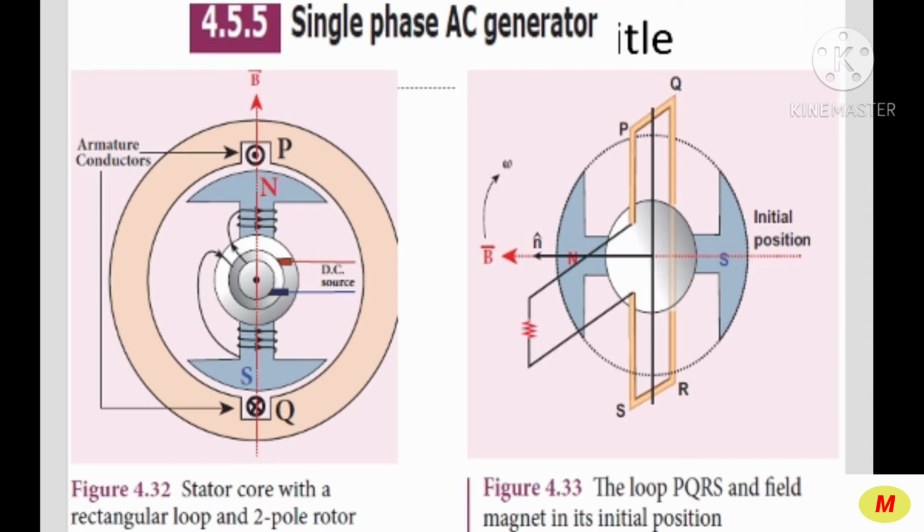Next one is about construction. Consider a stator core consisting of two slots in which two armature conductors PQ and RS are mounted to form a single turn rectangular loop PQRS. The rotor has two salient poles with field windings which can be magnetized by means of DC source.